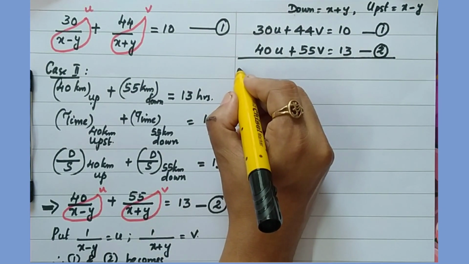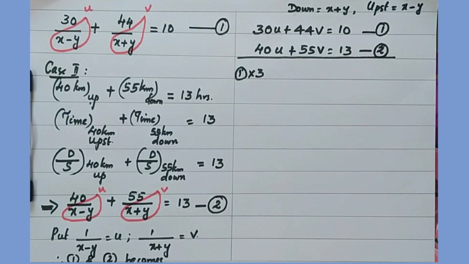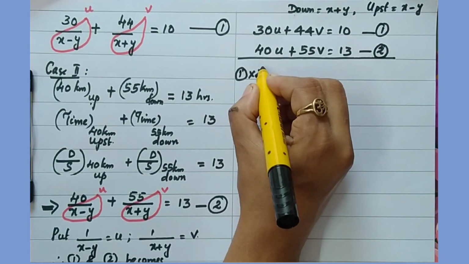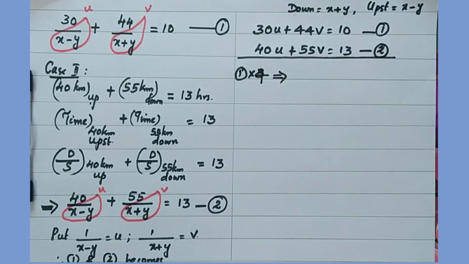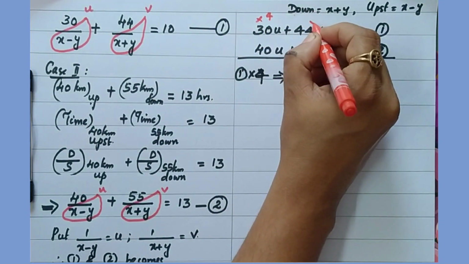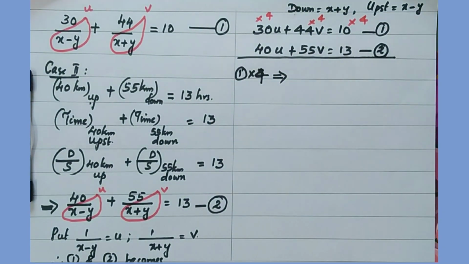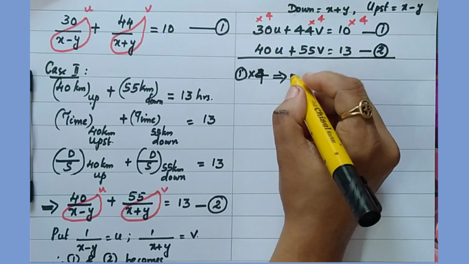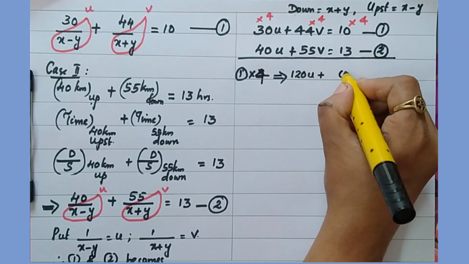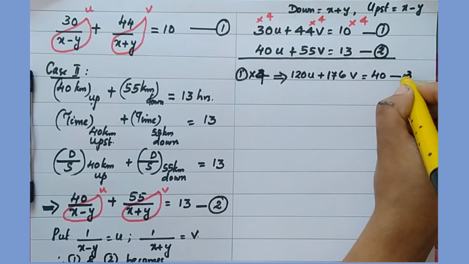I am going to multiply the first equation with a 4. When multiplying with a 4, remember you need to multiply every term with a 4. So what happens here? 30 into 4 is 120u plus 44 into 4 is 176v equals 40. This is your equation number 3 now.